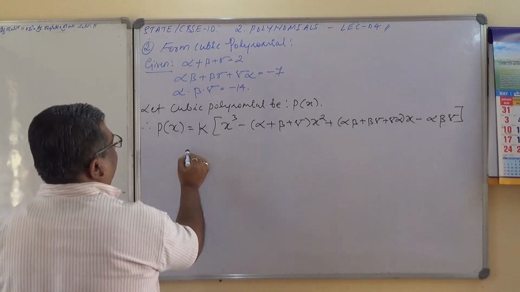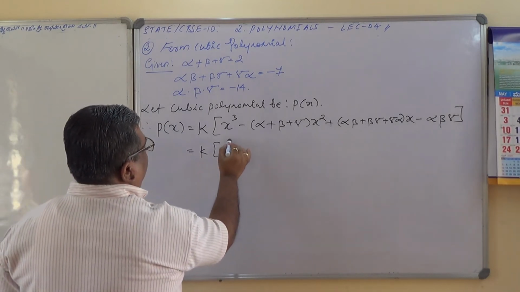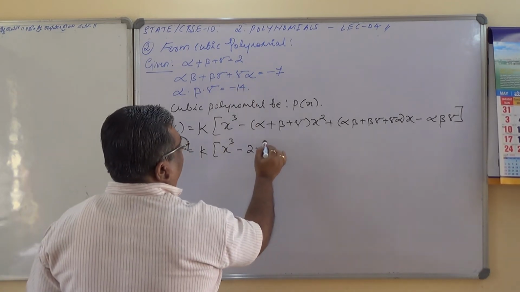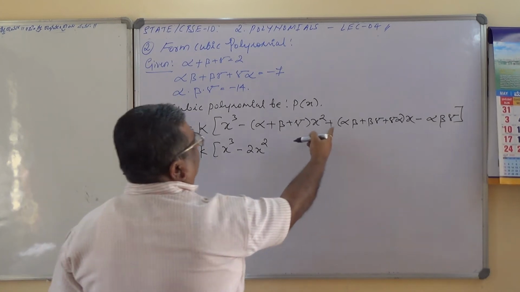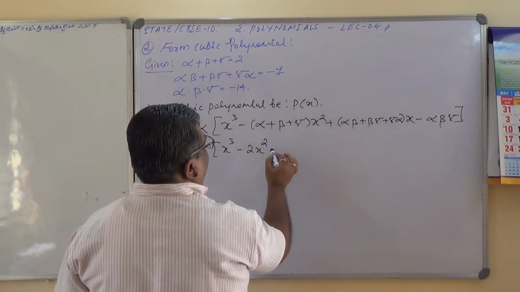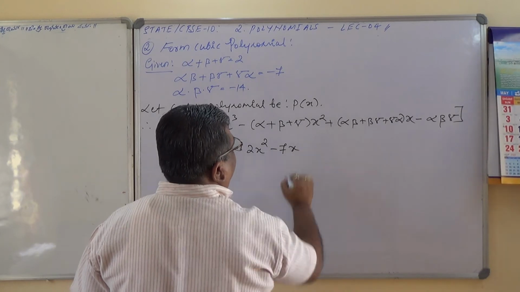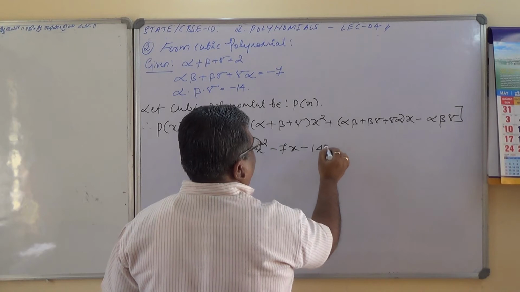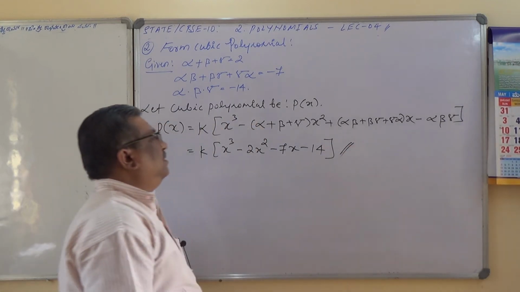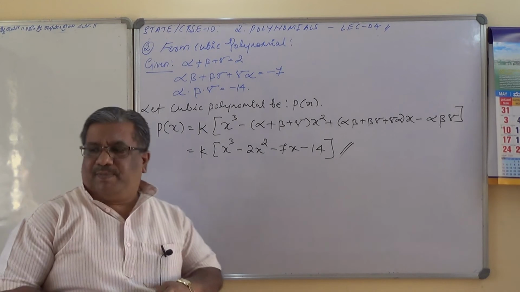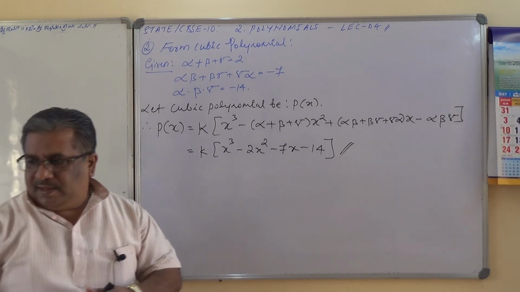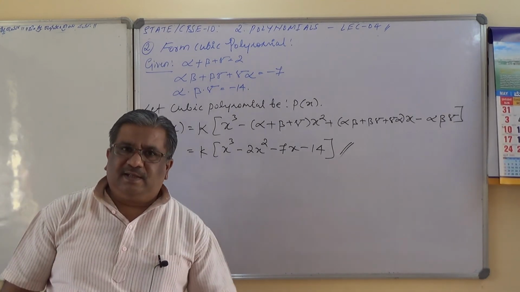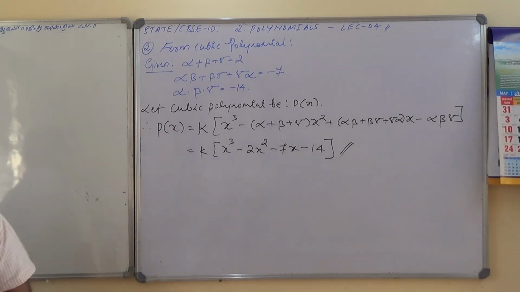Substitute the values here, which equals k times x cube minus alpha plus beta plus gamma, 2x square, then plus this value here is minus 7x, and this is minus 14. That's all. This is the cubic polynomial. Quite simple. X cube minus 2x square minus 7x minus 14. Note down.